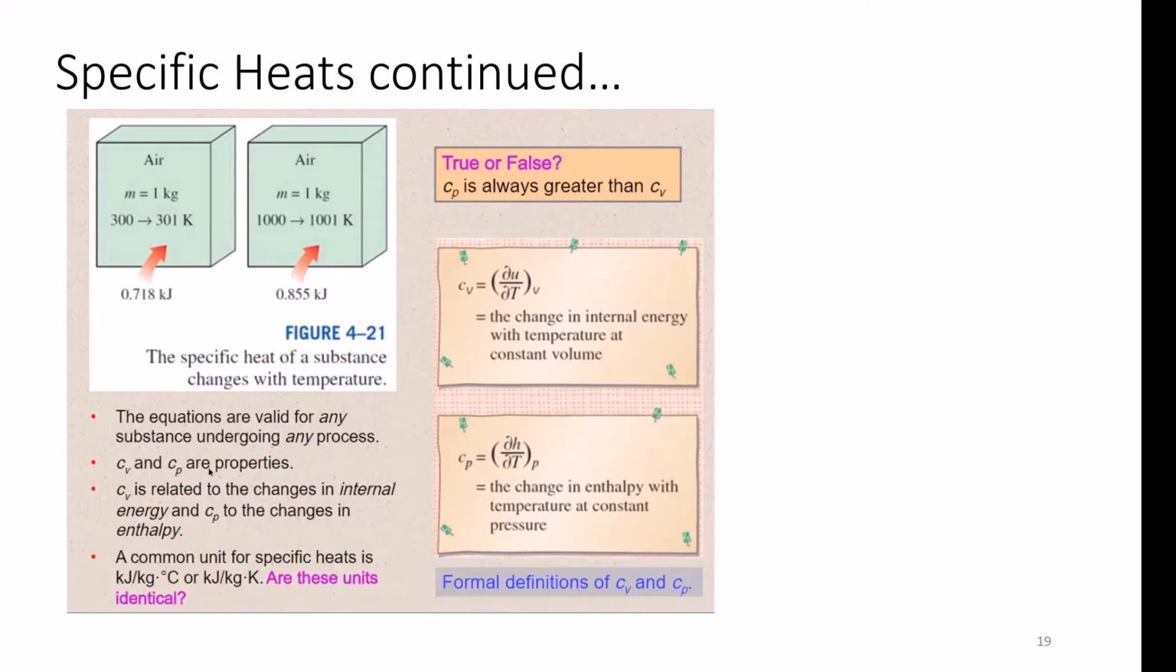Okay, of course, CV and CP are properties, and CV is related to change in internal energy, and CP is related to changes in enthalpy, right? Because in this case, you actually have some work being performed, right?